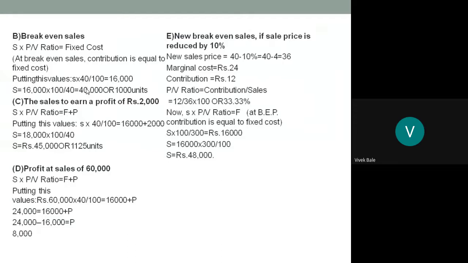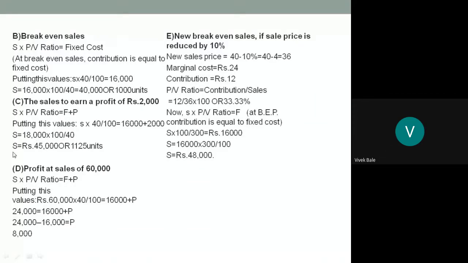Therefore, the formula is sales into PV ratio is equal to fixed cost plus profit, because profit is given. In this formula, I am putting the values. Here we don't know the sales, therefore sales multiplied by PV ratio, 40%, is equal to fixed cost, 16,000, and the desired profit which is given in the question, that is 2,000 rupees. So sales into 40 divided by 100 is equal to 16,000 plus 2,000. Here you will get sales is equal to 16 plus 2 is 18,000, 18,000 multiplied by 100 divided by 40.